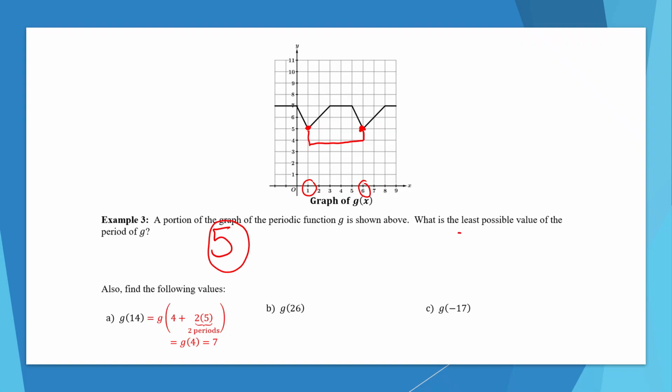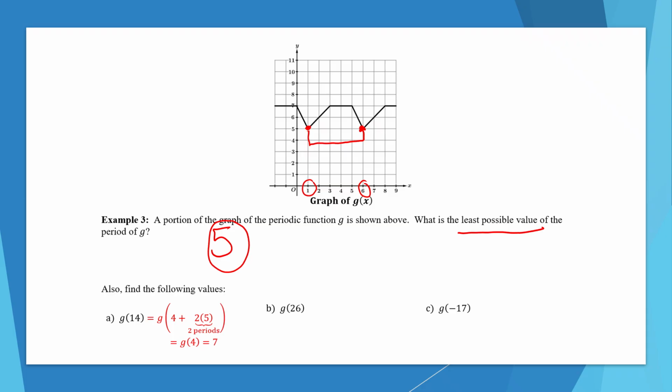Now, why does it say least possible value? Well, because you could make the case that the period could be 10, it could be 15, where 2 of those patterns make up one period, but the least possible value is going to be 5, not any higher multiple of 5. All right, so now we want to find the following values.